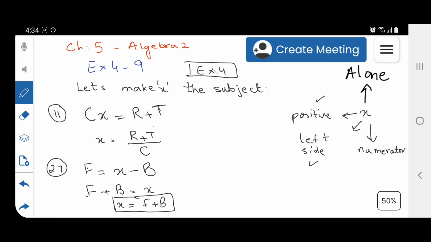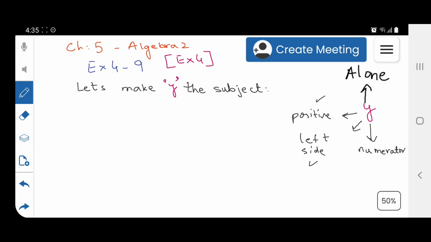Okay, next let's take a look at some other examples. Like in the same exercise number 4, we have y as subject. So let's see how we can make y as a subject. Let's take a question from the part where we have questions related to making y the subject. I am taking question number 42 from the same exercise 4. So the question is t times y minus m equals n plus a.